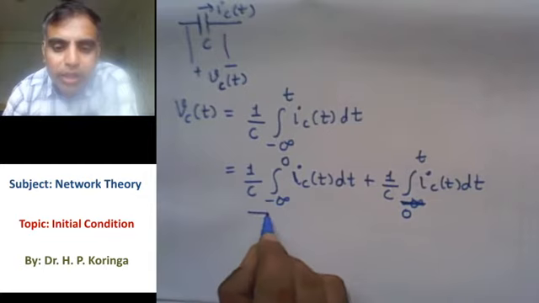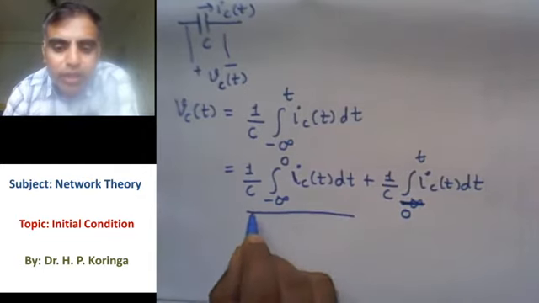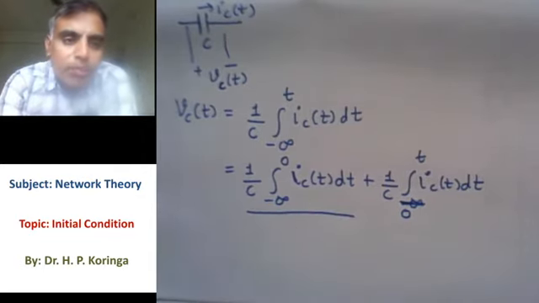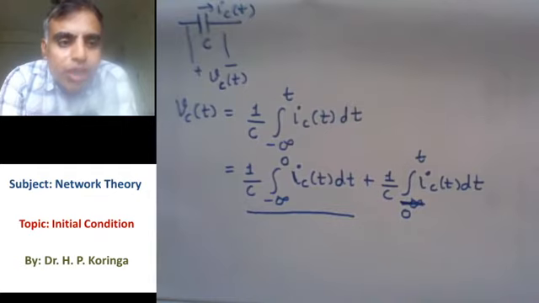The first term indicates the initial voltage across the capacitor before putting it into charge, at t equal to 0 time.